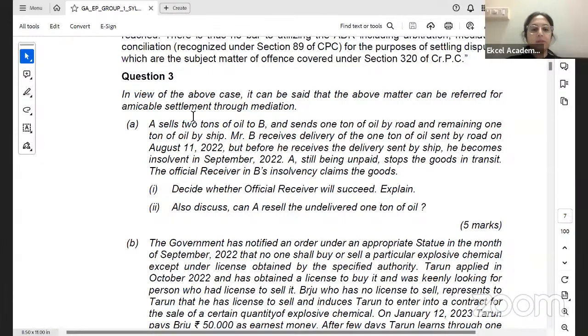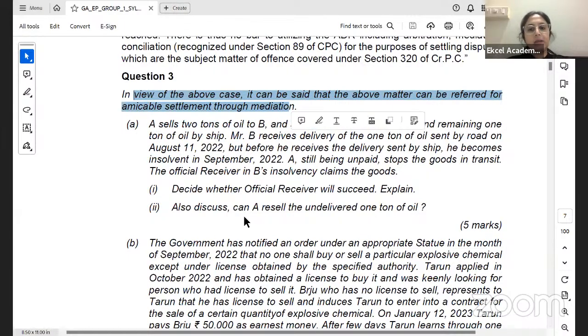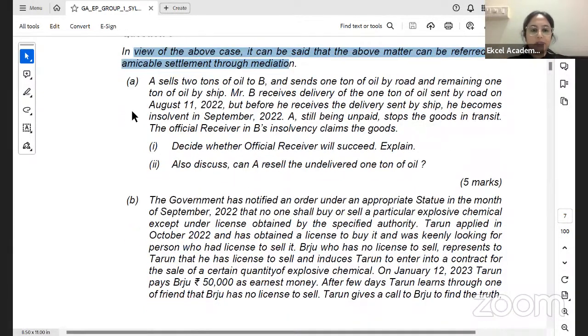Okay. So question number 3: in view of the above case, it can be said that the above matter can be referred for amicable. See that there's a printing error. So finally, the conclusion they are telling is: in the above case, it can be said that the matter can be referred for an amicable settlement through mediation. So that is how you have to end the answer. So we can go for mediation. Next, question number 3.